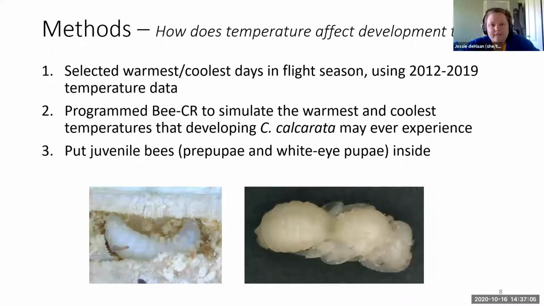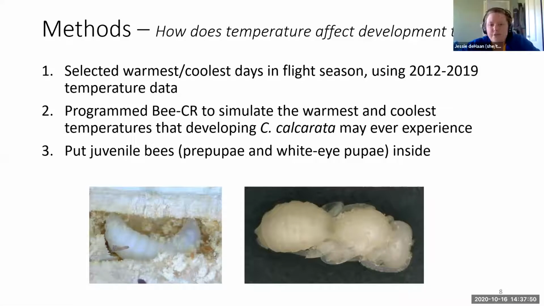So the second objective of my study was to observe how different temperatures affect offspring development time. So first I wanted to know what were the hottest and coldest possible temperatures that a developing bee might experience in its developmental time, so in the summer. And to accomplish this, I gathered historical temperature data from Environment and Climate Change Canada and their weather station in St. Catharines. And I searched for the hottest and coolest maximum daily temperature at 2 p.m. using data from June, July, and August, spanning 2012 to 2019.